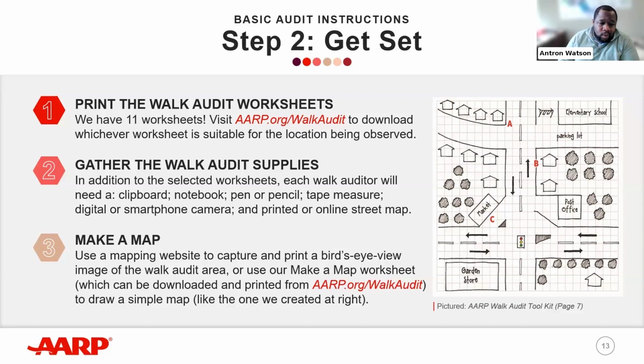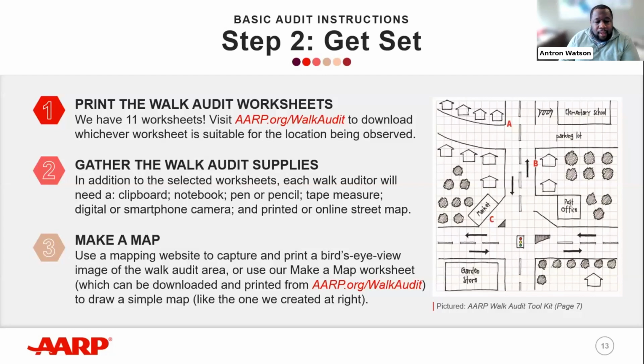The next part is you want to make your map. Using a map website like Google Maps to capture and print a bird's eye view image of the walk route area, or using our Make a Map worksheet to draw a single map. These maps are extremely helpful for laying out kind of the roadmap you're going to use. As you see in the image there, you want to make sure you're labeling the streets and make note of any key features such as stores, schools, and if they exist, sidewalks.